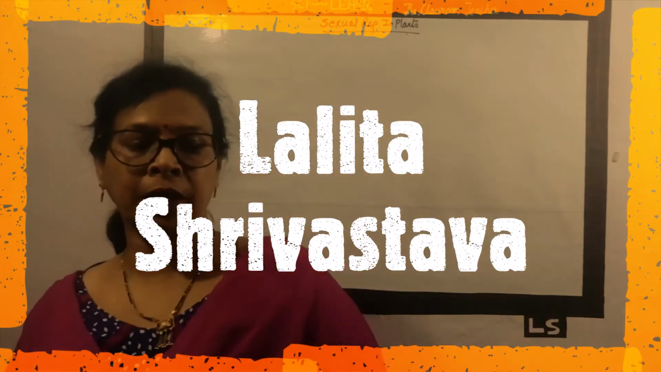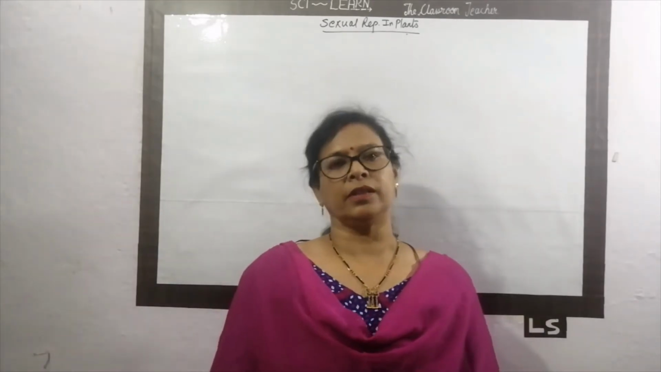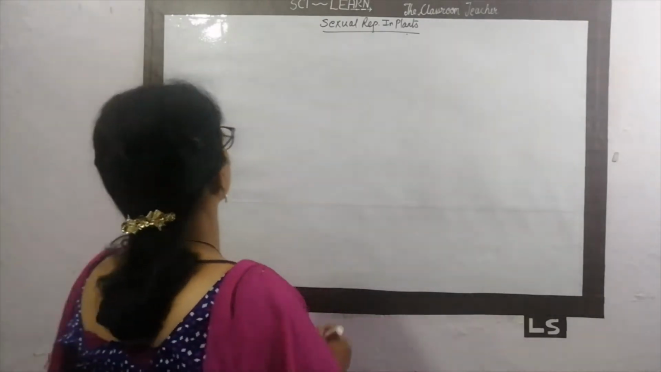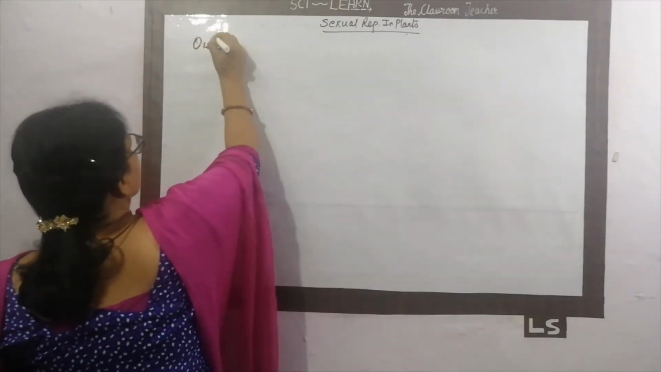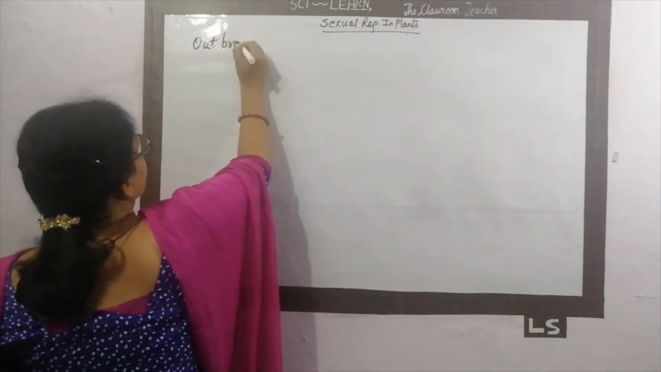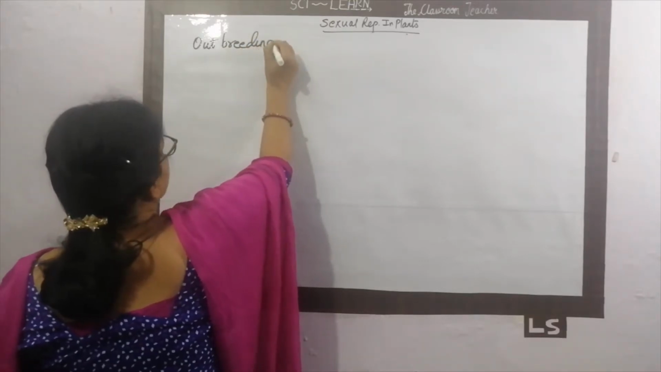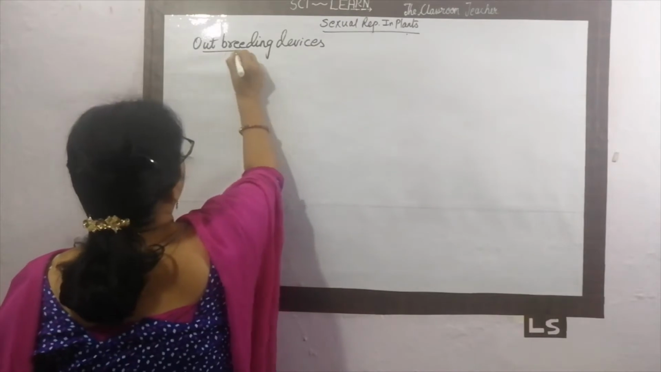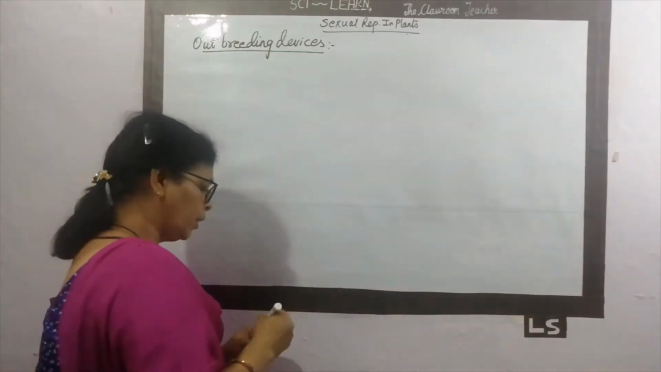So once again, class 12 Biology. Today we are going to discuss a very interesting feature present in the flower that is called outbreeding device. Now what is outbreeding device?